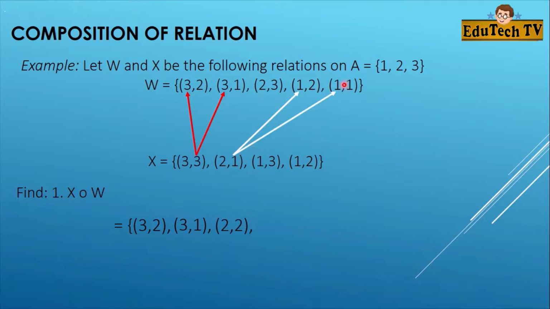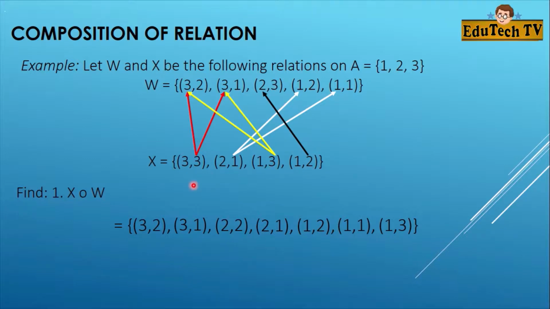Next, we have also here, so we have 2 and then 1. Next, proceed with this ordered pair. So we have 3 here. So get 1 and then 2. Next, we have also here, so get 1 and then 1. And lastly, with this ordered pair, we have 1, 2, and also 2, 3. So that's why we have 1 and then 3. So that's a composition of relation.